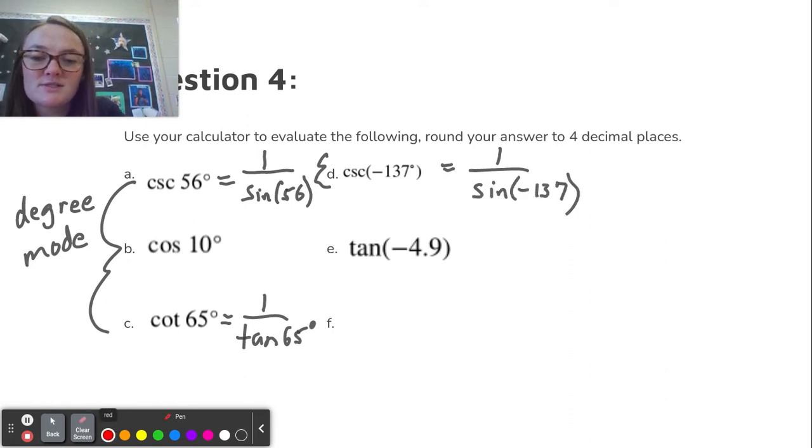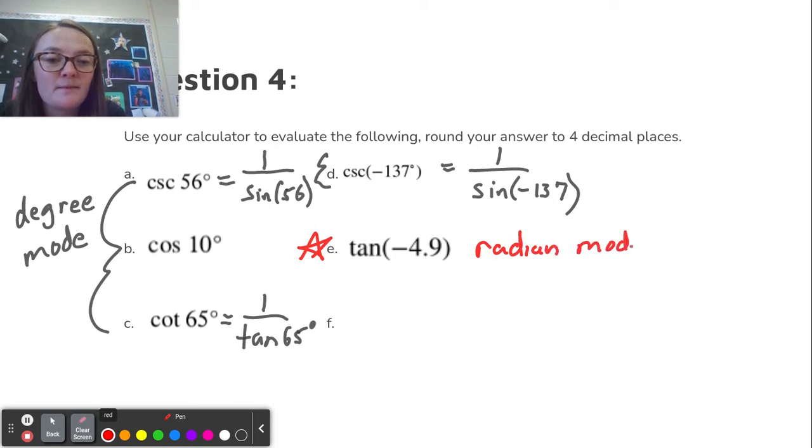So the only difference here is this last one, E. This last one, E, does not have a degree symbol, so it is implied to be in radians. So make sure you're in radian mode here. After that, you just need to type in tangent of -4.9, and you should have your solution. So let's move on to the next question.